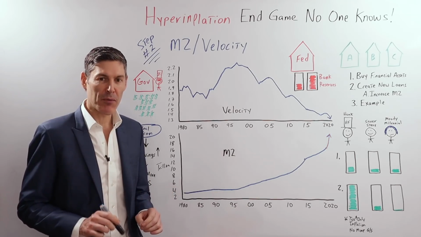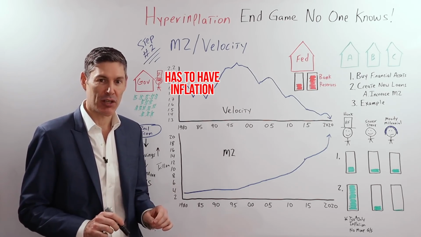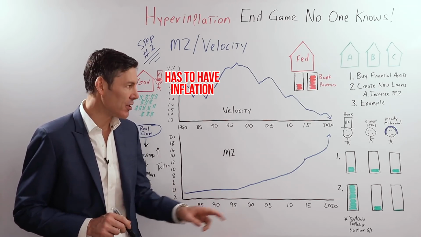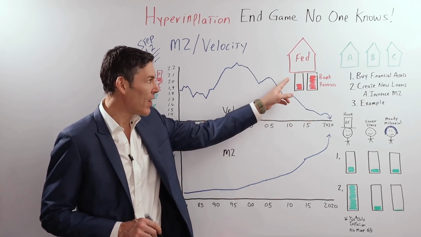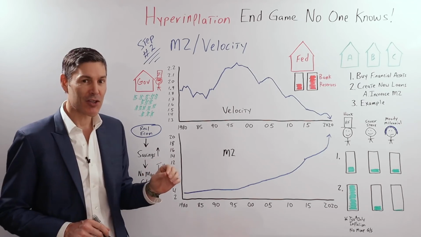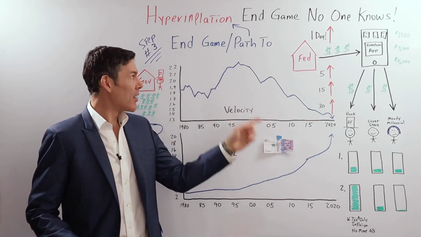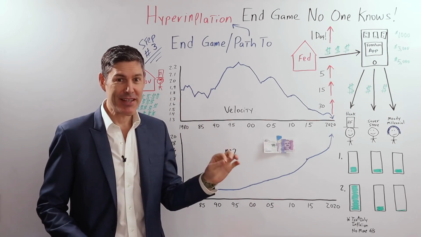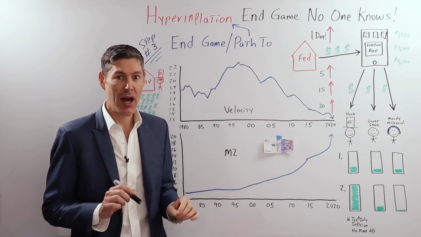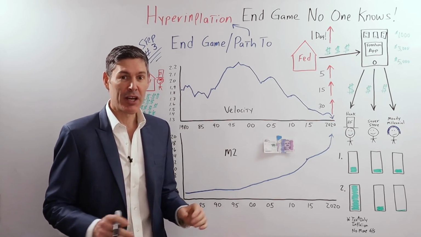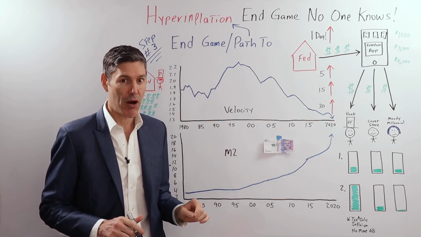So the main takeaway from step number 1 and 2 is the government has to have inflation, but in order to get inflation, they have to increase velocity, and neither the Fed or the government has control of that velocity. Step number 3, the end game. This is the path to inflation or even hyperinflation. I think the Fed and the government could take us all down in the future. This is how it would work.